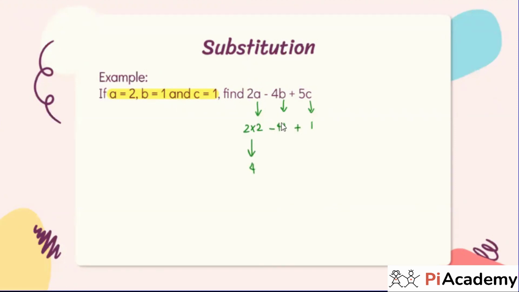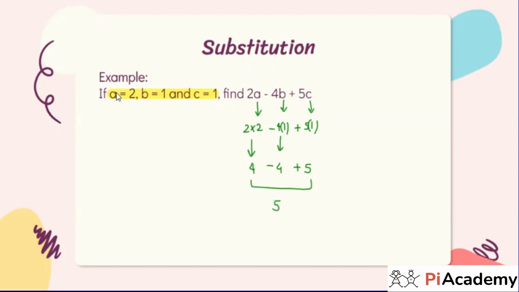In between, the sign will remain the same. Here it is 4 times 1, and here it is 5 times 1. So this is going to be minus 4, and this is going to be plus 5. So plus 4 minus 4 is 0, and plus 5 will be your answer. This one is going to be plus 5.